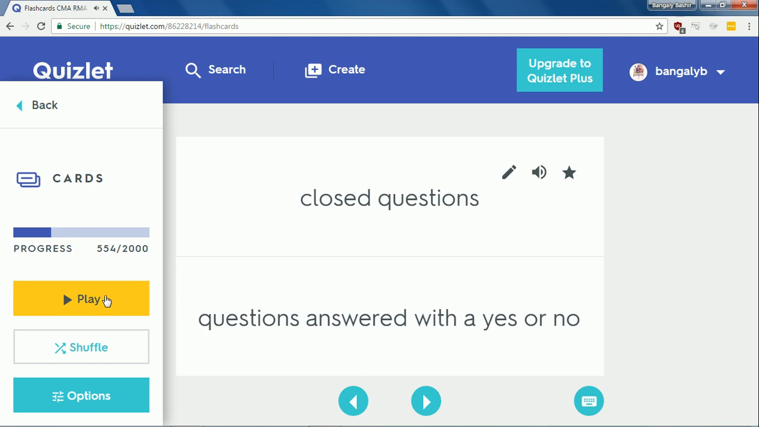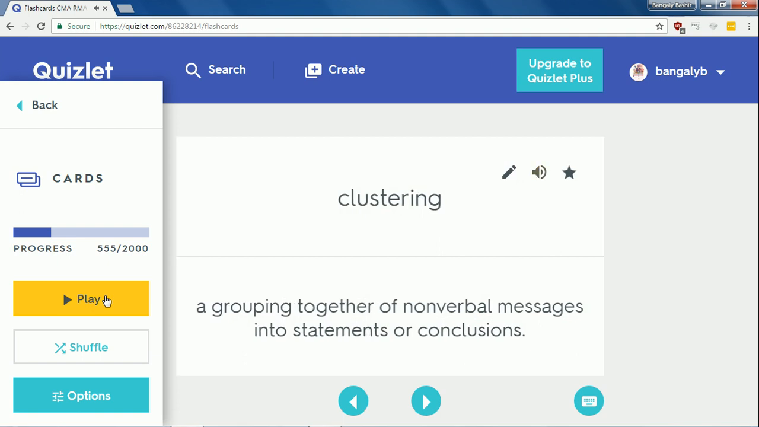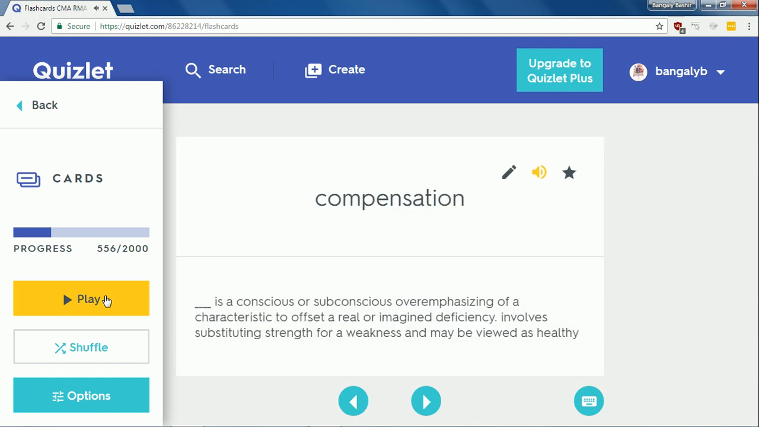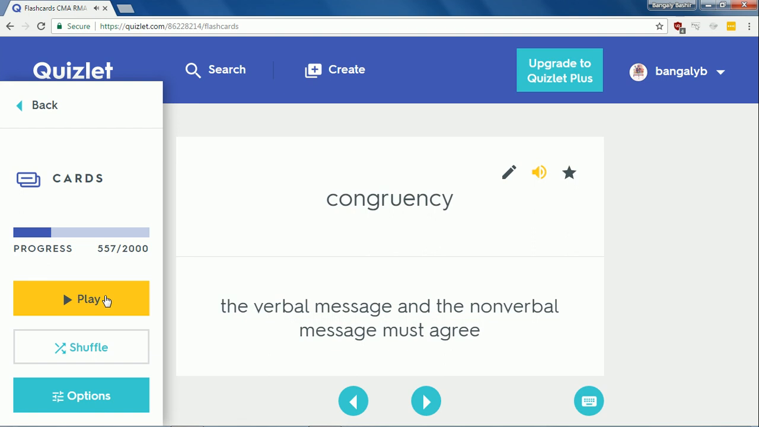Closed questions: questions answered with a yes or no. Clustering: a grouping together of non-verbal messages into statements or conclusions. Compensation is a conscious or subconscious overemphasizing of a characteristic to offset a real or imagined deficiency; it involves substituting strength for a weakness and may be viewed as healthy. Congruency: the verbal message and the non-verbal message must agree.